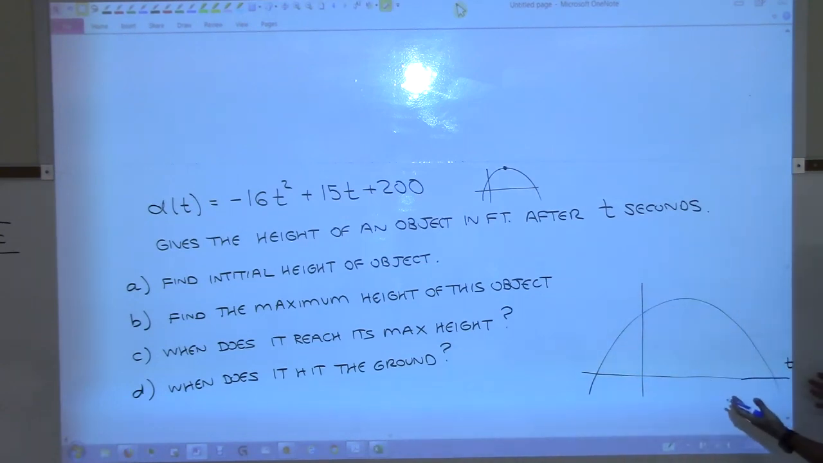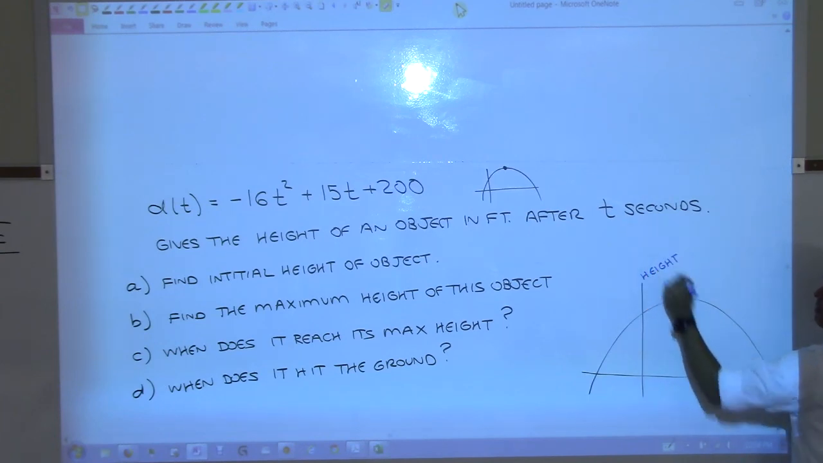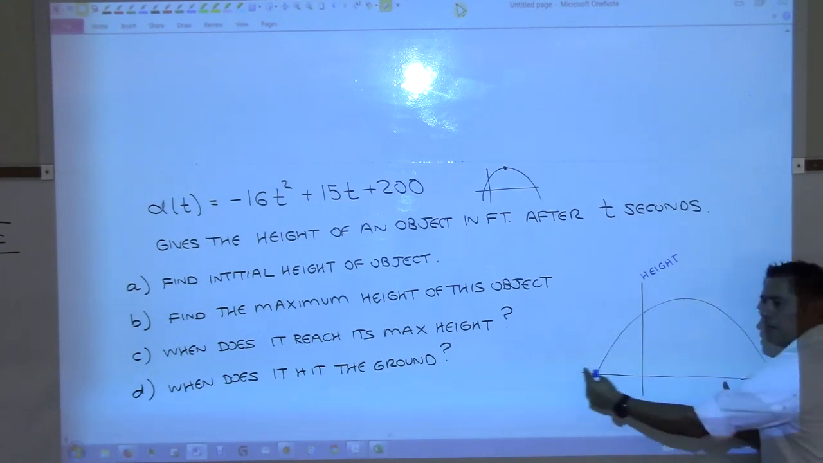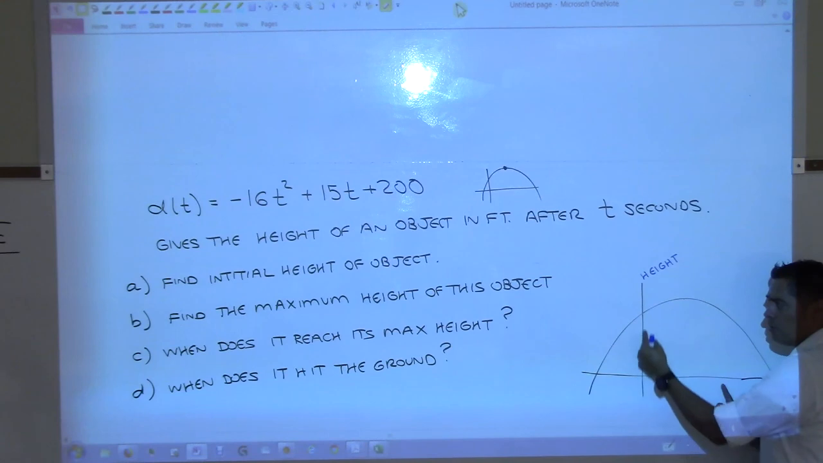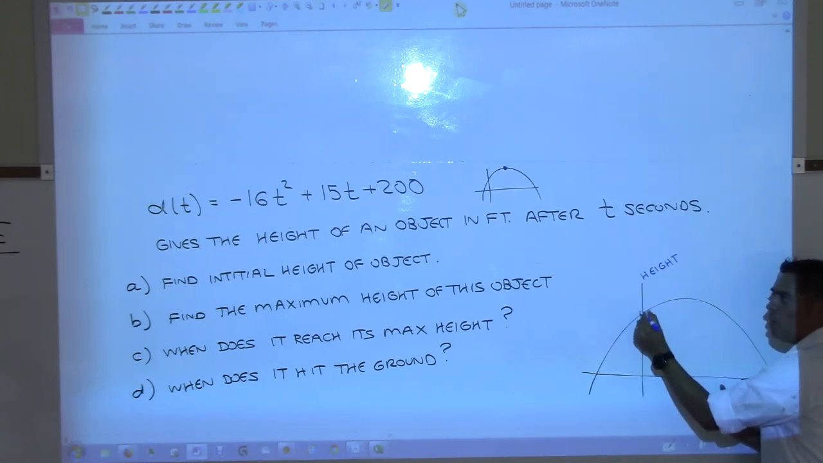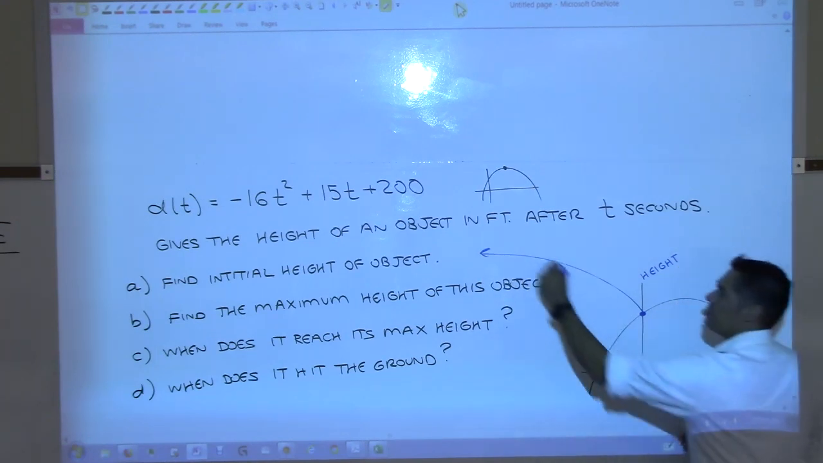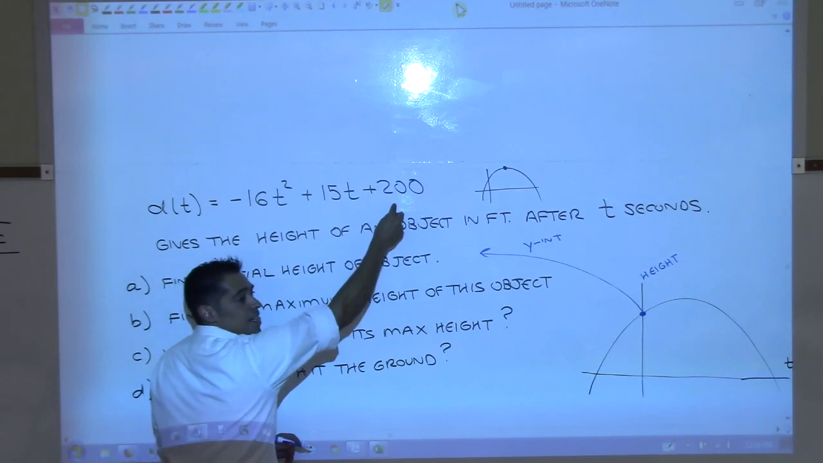Where on this picture is the initial height? This is time. This is height. So over here, time would be positive, right? Over here, time would be negative, which doesn't make sense. What would time be here? Zero. An initial height means the height at zero, so the height at zero would correspond to this point, wouldn't it? This is part A, and part A is really just asking you for the y-intercept. And what is the y-intercept of a quadratic? It's always just C, isn't it? Okay.